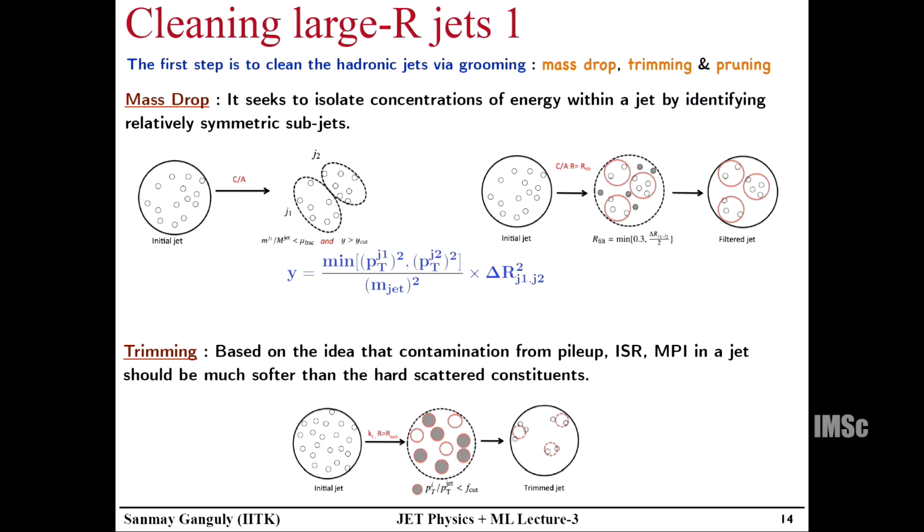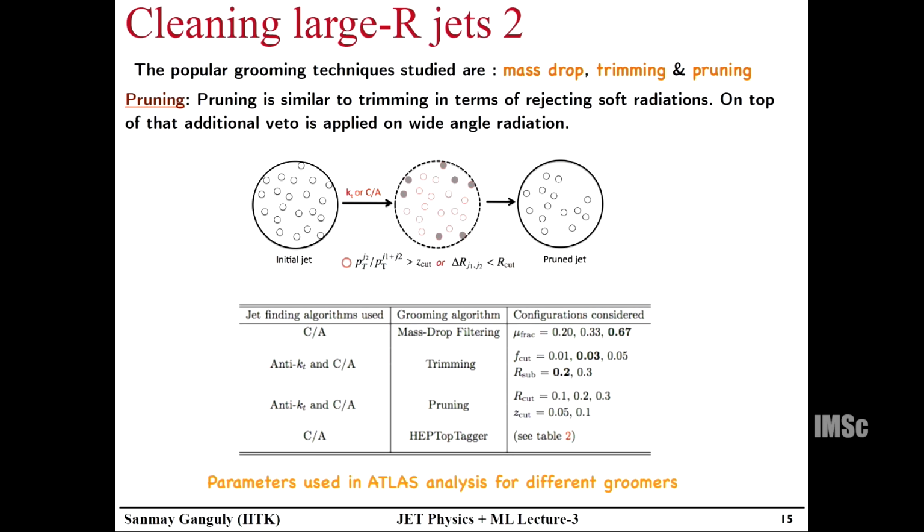This is something we already discussed: the reclustered subjets, if they are carrying a total PT fraction smaller than a number, you identify them as the reclustering of softer particles and you tend to throw them away. And finally, pruning is like what is the subjet PT over the total jet. So again, those are symmetric splits.